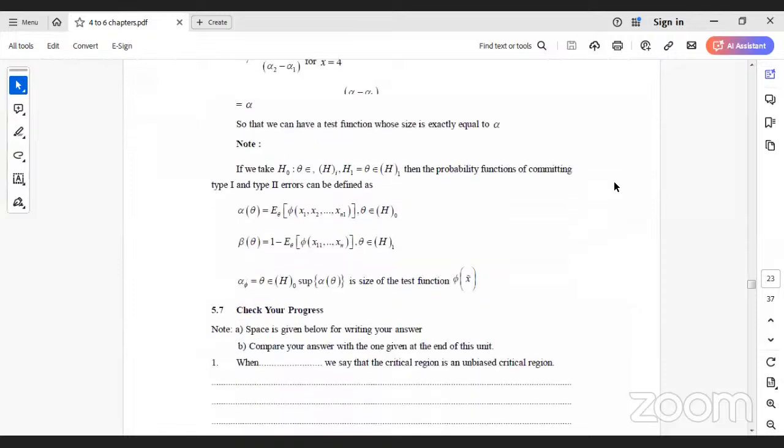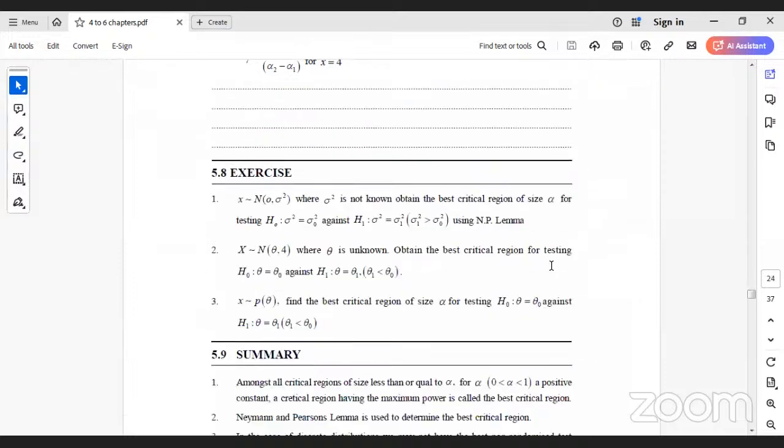Note that for H0 and H1, the probability functions give the probabilities of committing type 1 and type 2 errors. Yesterday I told you about type 1 and type 2 errors. Alpha theta equals E theta of phi of x1, x2, ..., xn for theta belonging to H0, and 1 minus beta theta equals E theta of phi of x1, x2, ..., xn for theta belonging to H1. That is the null hypothesis and the size of the test function phi of x bar. This is the fundamental problem, in summary.